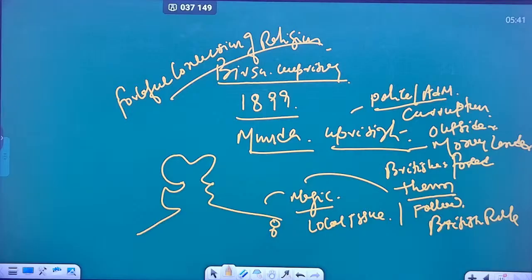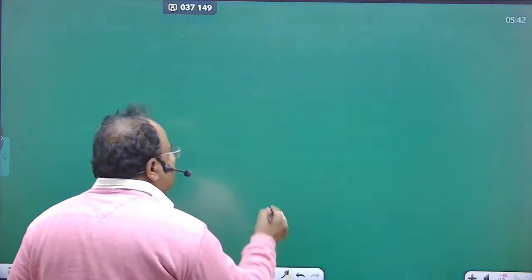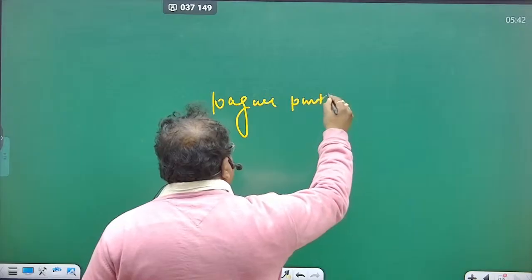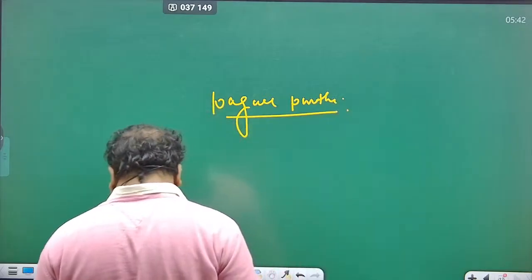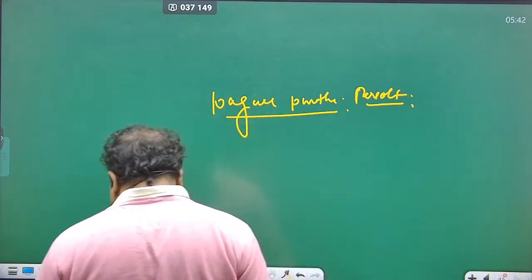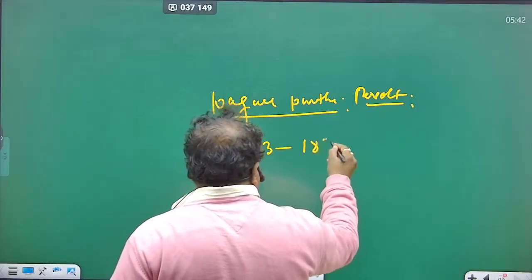You will see that. Now, coming to another important semi-religious and civil uprising, that is the Pagal Panthi. Pagal Panthi, 1813 to 1831. Titu Mir, Pagal Panthi uprising. Pagal Panthi revolt, 1813 to 1831.